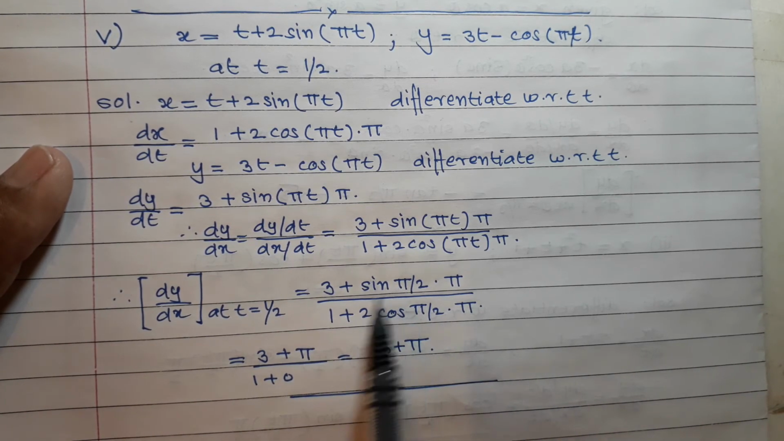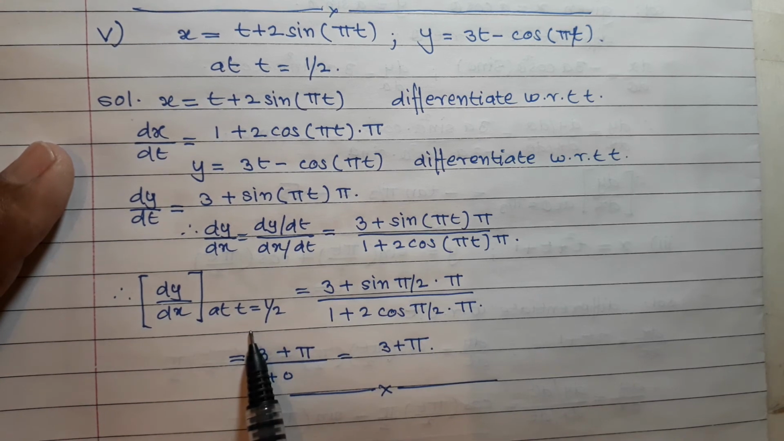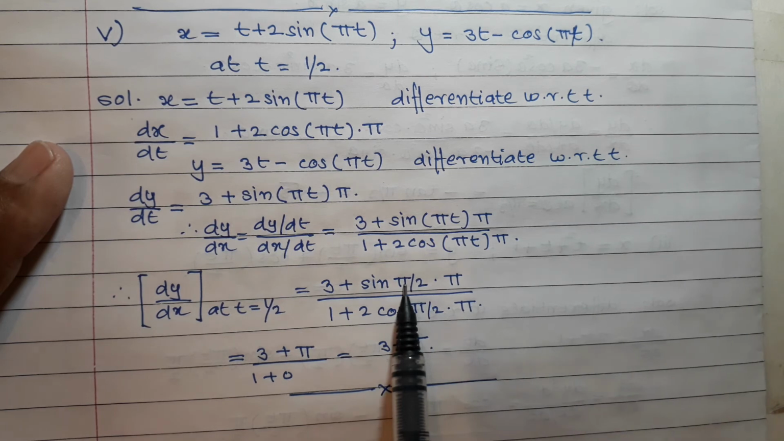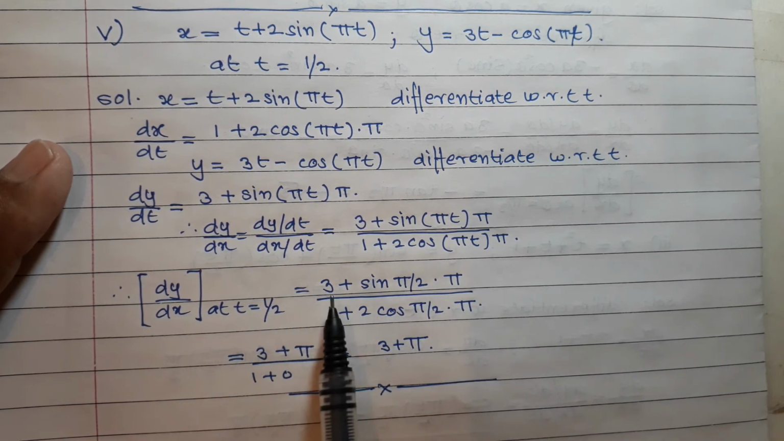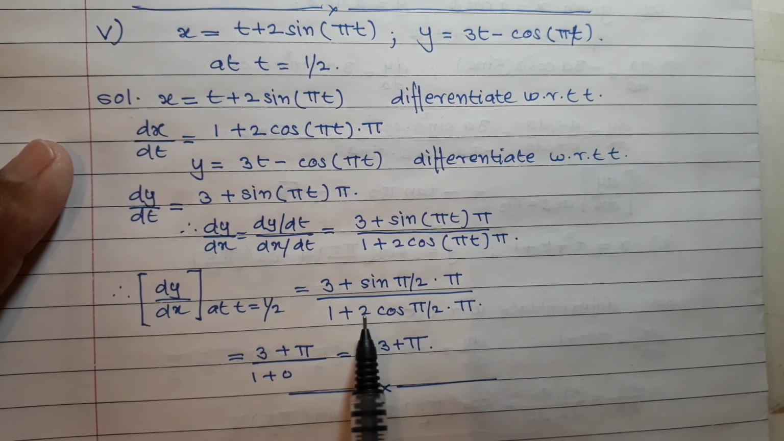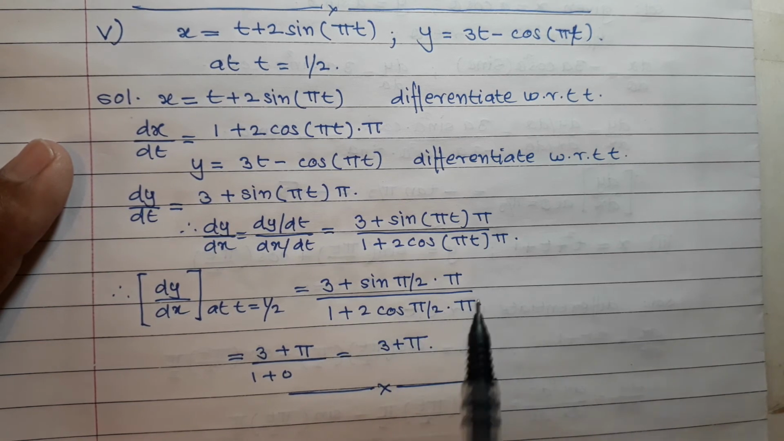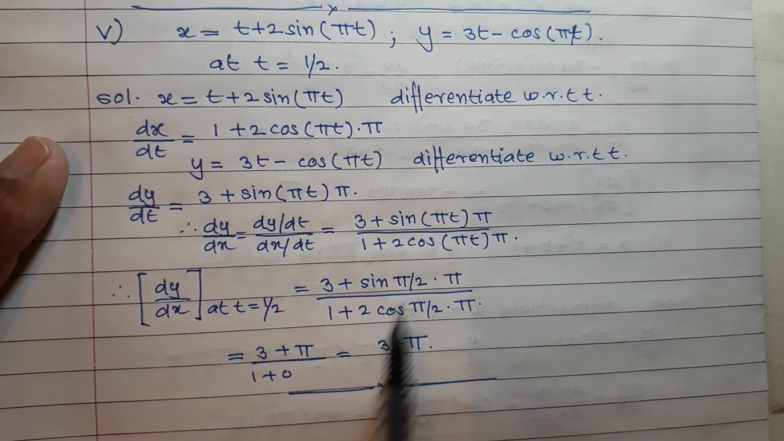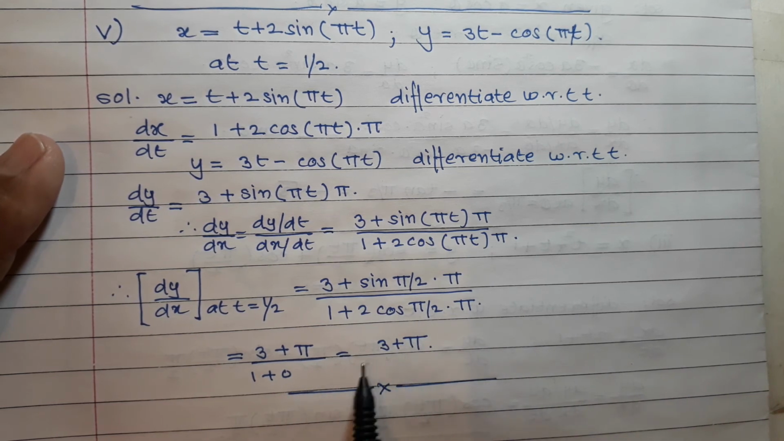So here I substitute for t, 1 upon 2. So this is equal to 3 plus sin pi by 2 into pi upon 1 plus 2 cos pi by 2 into pi, and is equal to 3 plus pi. Because sin pi by 2 is equal to 1, and in the denominator 1 plus 2 into cos pi by 2, which is 0, into this 0, and your answer is 3 plus pi.